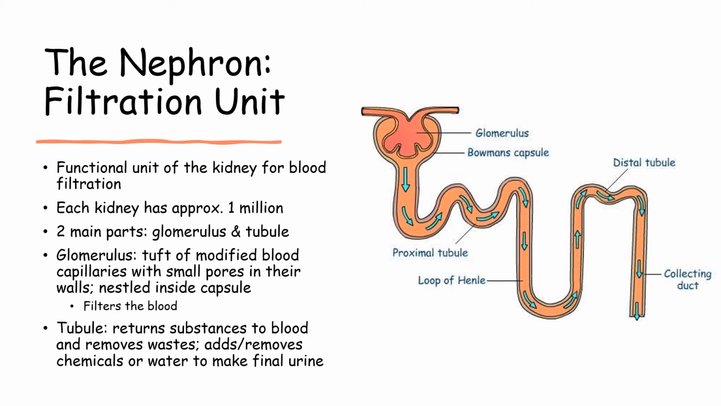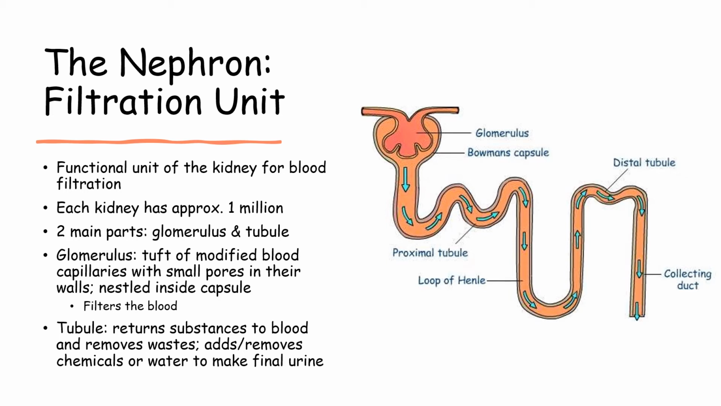Now, if we're going to talk about filtering the blood, we need to talk about the building block, the basic unit of filtration, which is the nephron. Each kidney has about 1 million nephrons, and there are two main parts, as you can see on this diagram. We have the glomerulus and the tubule.